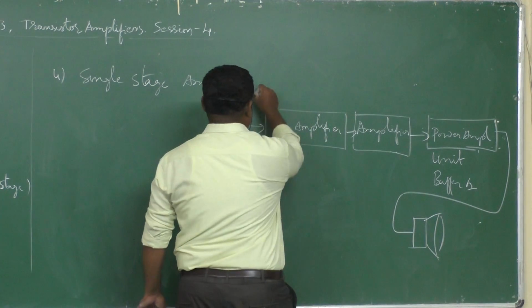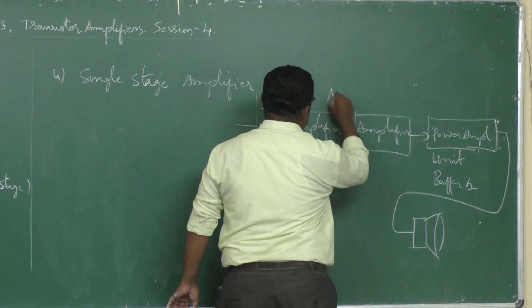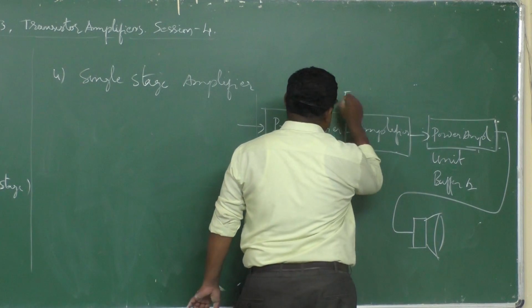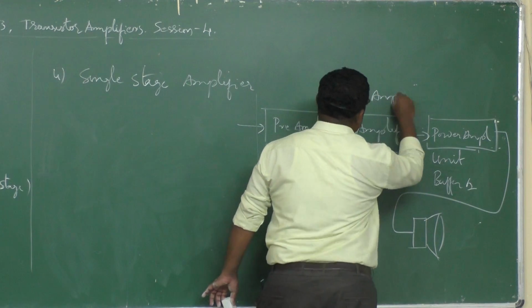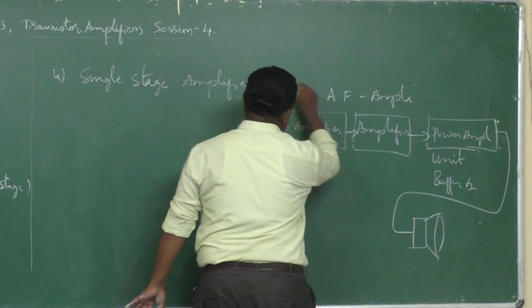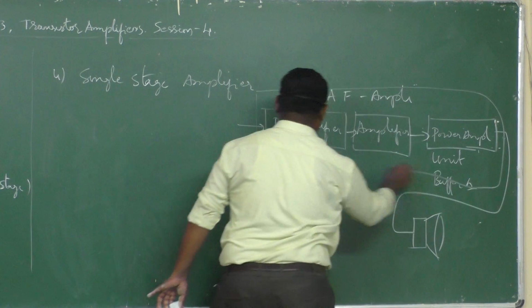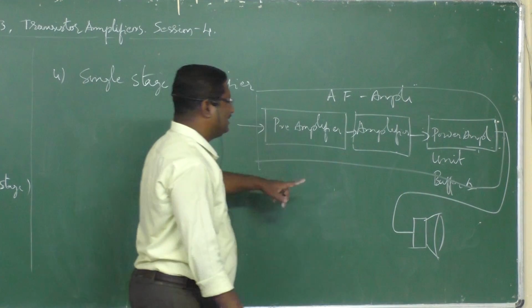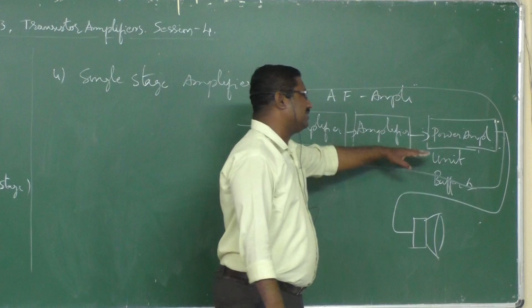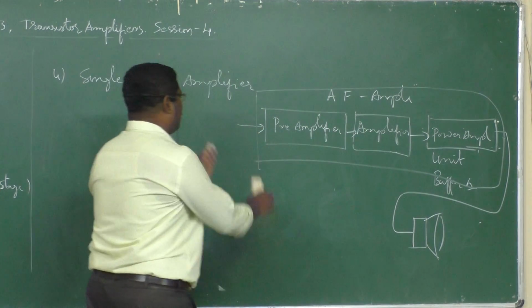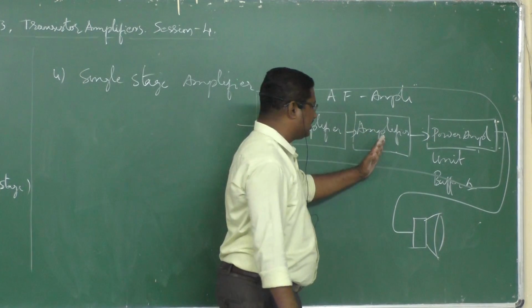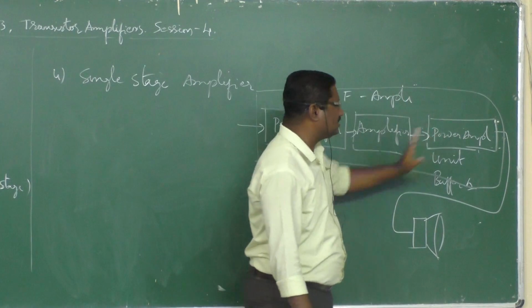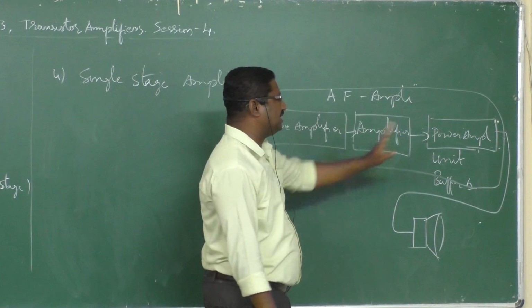So I can say this is the audio frequency, AF, audio frequency amplifier stage. It means this amplifier stage is not a single one. It is stage 1, stage 2, and stage 3. So like this we are categorizing. The output of this is given to the second stage. Second stage output is given to the third stage. This is a multi-stage amplifier.